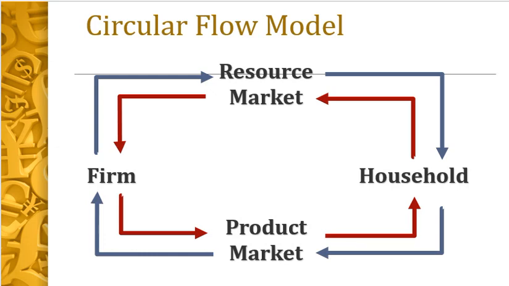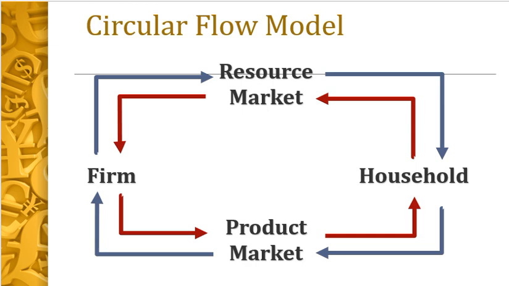To understand how the households and firms and resource markets and product markets work together, we can use what we call the circular flow model. So the circular flow model looks at firms, those are businesses. And when we're talking about businesses, we're talking about for-profit businesses. I know there are other types of businesses, but those are the ones that we're talking about.